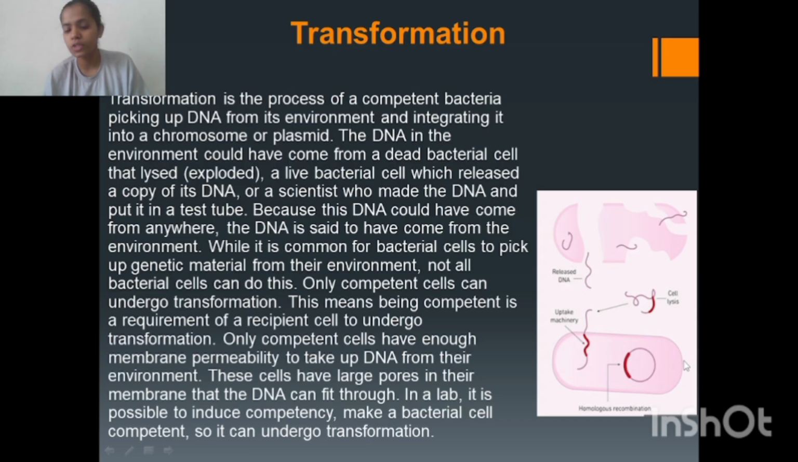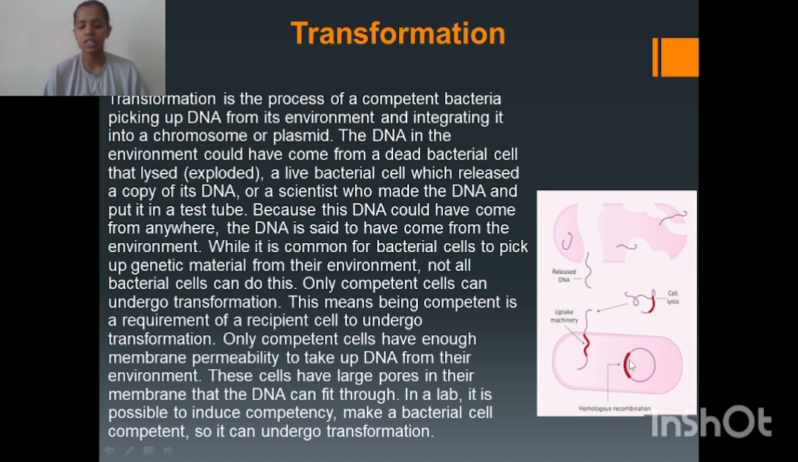Next, a nearby competent bacterium comes into contact with this free DNA. Competent bacteria have special proteins in their cell membrane and uptake machinery, which help them recognize and take in the DNA from the environment. The DNA then passes through the cell membrane and enters the bacterial cell. Inside the cell, this incoming DNA combines with bacterium's own chromosomes or plasmid through a process called homologous recombination. As a result, the bacterium gains new genetic information. This new DNA may provide useful traits such as antibiotic resistance or improved survival ability.